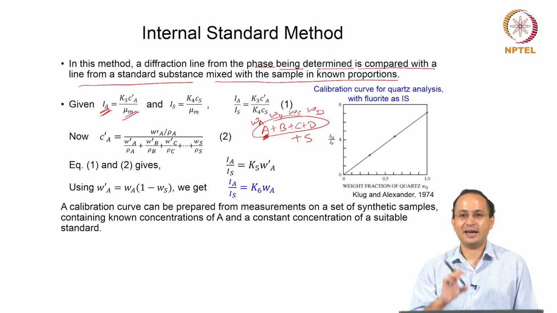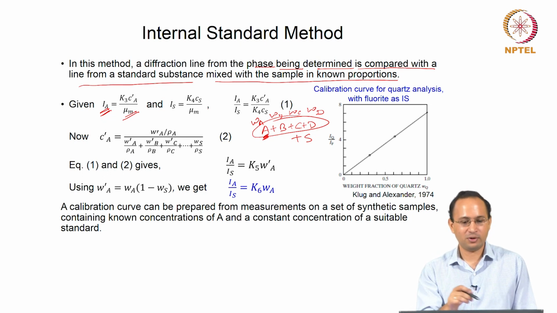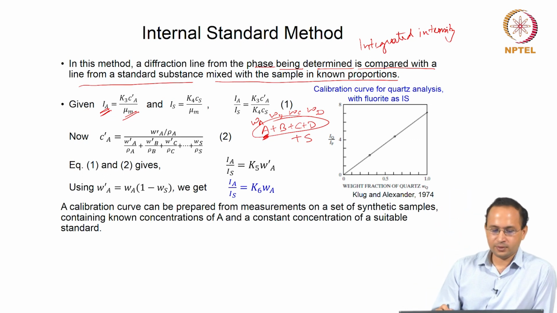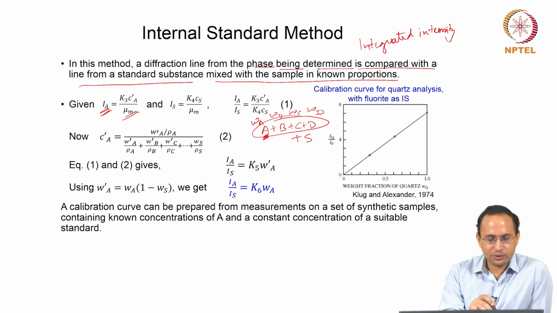It is not just the height, it is the integrated intensity. So in these calculations, wherever we are using intensity, that is integrated intensity. What does that mean? It is the area under the curve basically. You have this peak, calculate the area under the curve, and that will give you integrated intensity. So IA, this is clear.